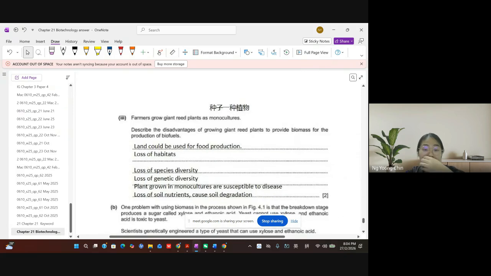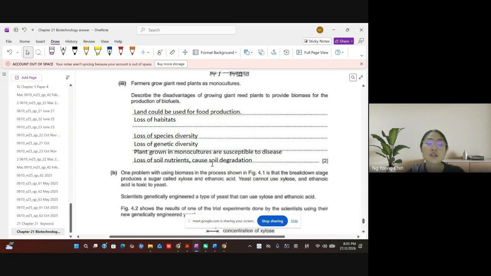And then this one, okay. Giant reed plants are grown as a monoculture. The disadvantage of growing giant reed plant to provide biomass is that you are growing just one plant in the area. The area has a very large, wide space, and you just use the area to plant one plant species, which is this giant reed plant. So that's why it will cause what? It will reduce the genetic diversity.